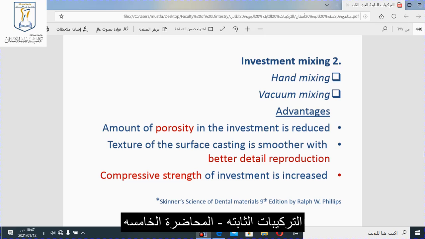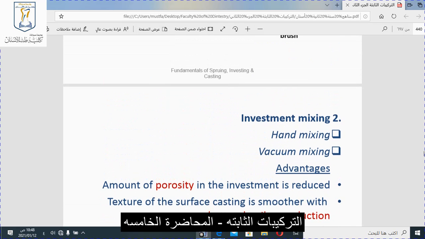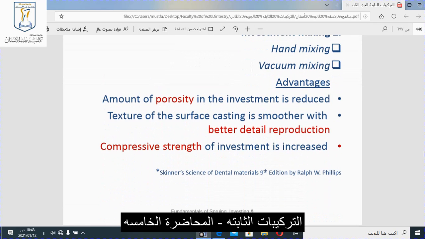The amount of porosity in the investment is reduced when we use vacuum mixing, with better detail reproduction. Compressive stress is increased. So during mixing of the investing material, either by hand or by vacuum, we must know that porosity will be increased or eliminated. There must be no porosity in the cast, either on the outer surface or the inner surface.